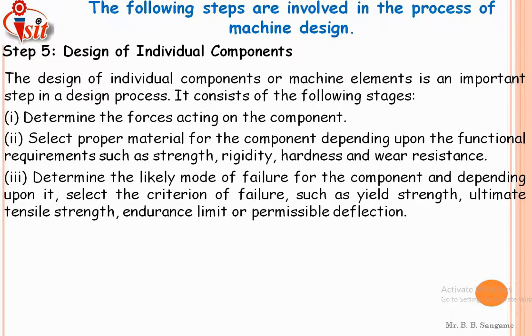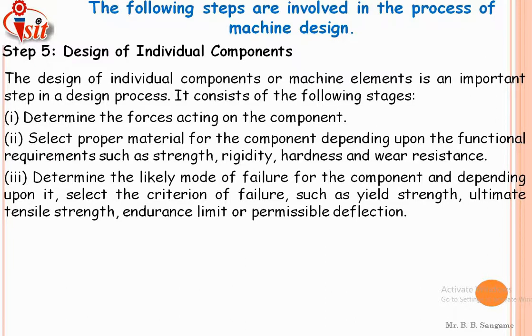Now, if you are going to design a particular machine, as we defined in the first lecture, a machine is a combination of different mechanisms or different elements. If you are designing an individual element, then you have to decide a particular material for it. That is the selection of the material depending upon the functional requirement of that element. The next part is to determine the likely mode of failure, meaning how that component will fail.